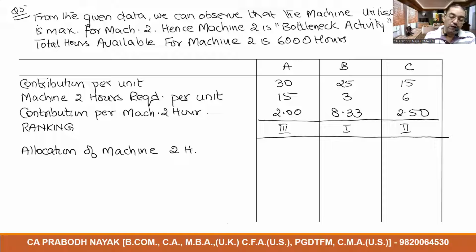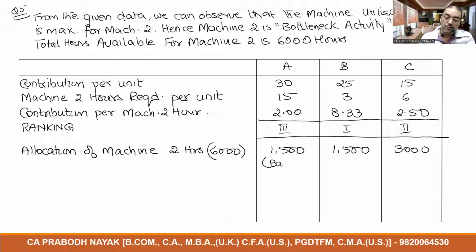Allocation of machine 2 hours. 500 into 6. 500 into 3. Total how much is available? 6,000. So this will give me 4,500. Balancing figure is 1,500.